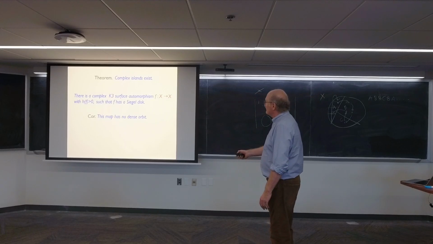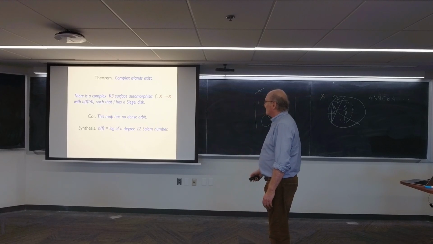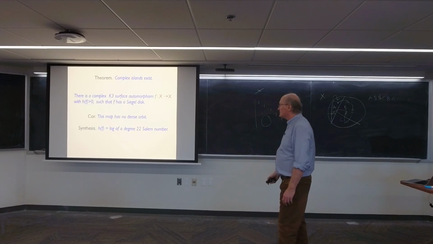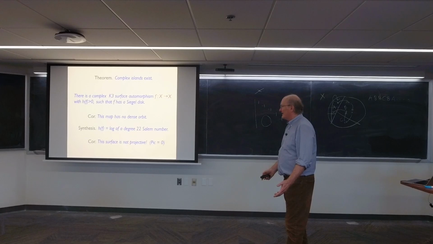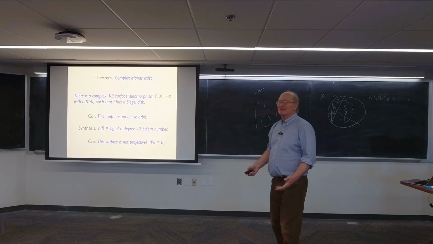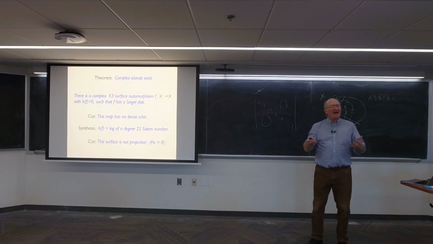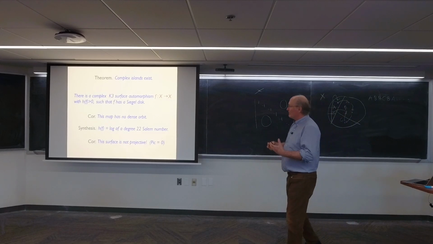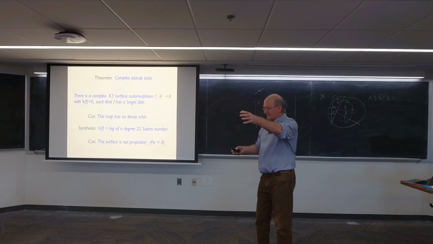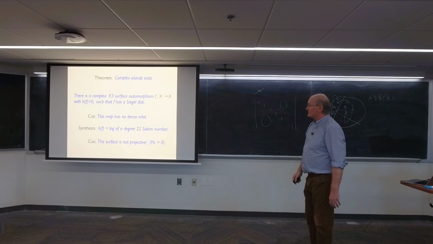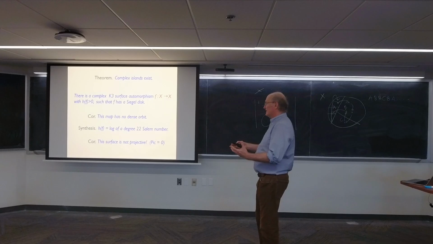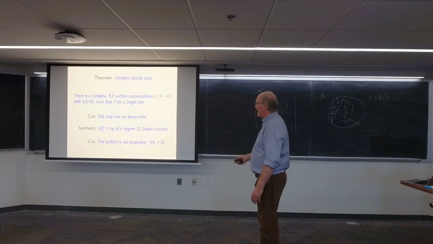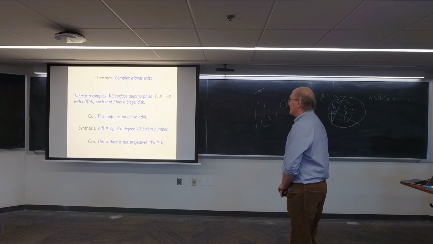And also this map has no dense orbit. By the way, I built this map using a degree 22 Salem number, and as a consequence, the surface in question is not projective. So I don't know how to draw a picture of this surface at all. It's like one of these complex tori that doesn't have any meromorphic functions on it, only it's much worse because I don't even have something like a lattice available to show you for this example.